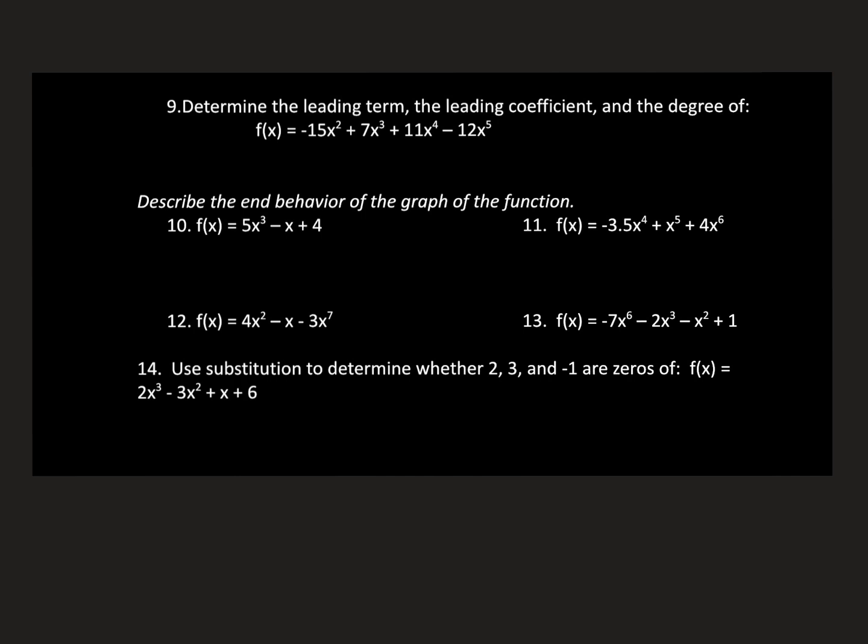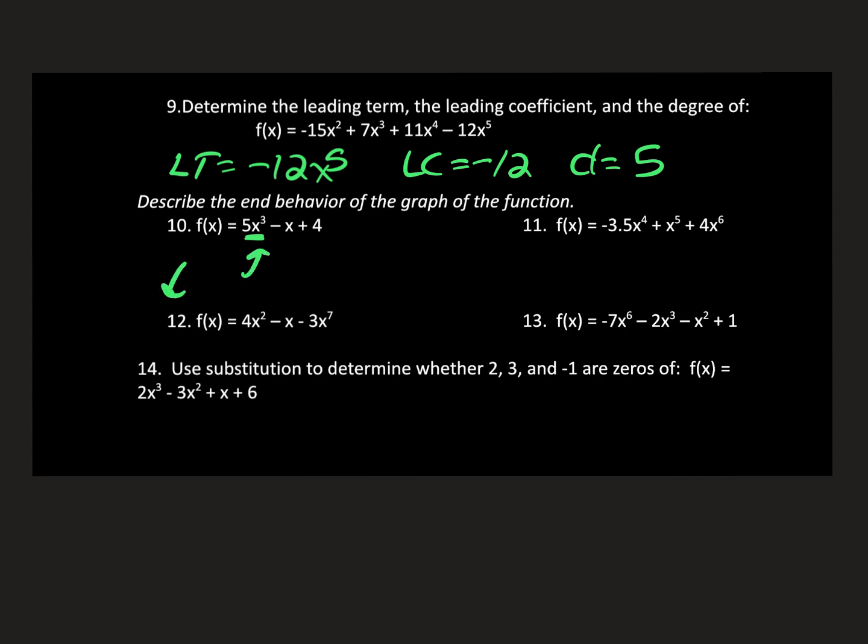Number 9, determine the leading term, leading coefficient, and degree. Well, the leading term, the LT, is negative 12 x to the 5th. The leading coefficient, therefore, will be negative 12. The degree is the biggest exponent, which is 5. 10 through 13 are all end behavior. This is odd and positive. If it's odd positive, it goes down to the left, up to the right.